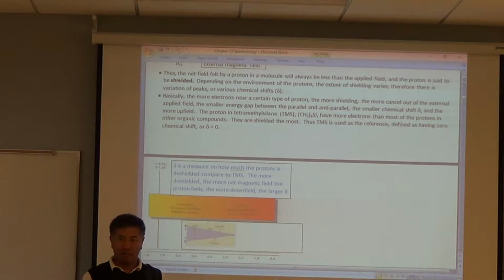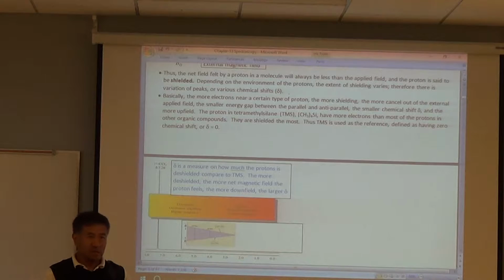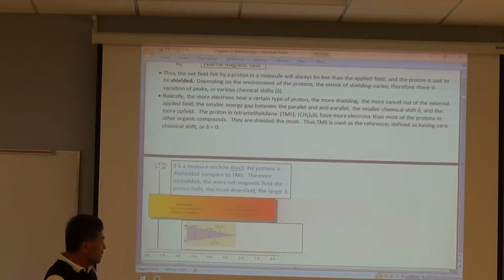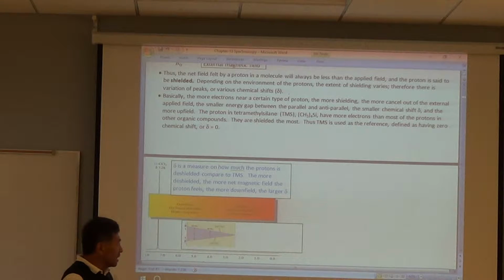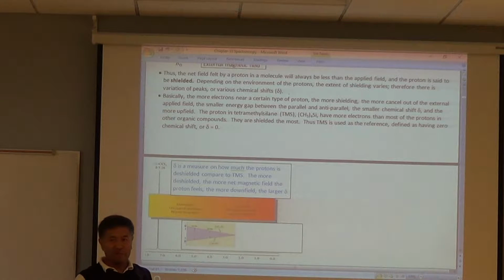But usually silicon with four methyl groups is the standard, because it is easy to dissolve in the same solvent as those organic molecules. So we use that as a reference, and we call that zero chemical shift, and all others are compared to that. If you are less shielded, or deshielded, you will have a larger chemical shift. On this side you have a larger chemical shift, and there is zero chemical shift. Zero chemical shift means your shielding is the same as the reference.